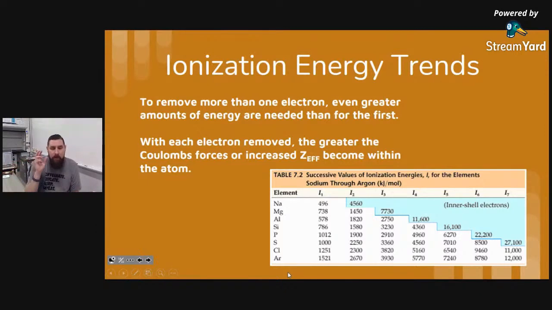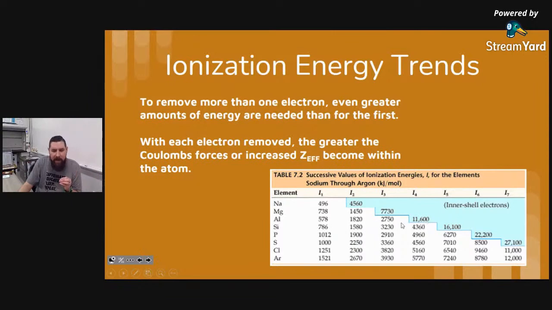Okay? So in this table that I'm showing you here, once you remove the first electron, say for sodium, okay, now I'm moving to an inner shell electron, one that is closer in, and I see a huge increase in energy. So a lot of times what you'll see in the advanced chemistries, AP chemistry, pre-AP chemistry, is that they will give you a table like this, and they don't tell you what the element is, and they ask you for this element, determine which family it would be in.